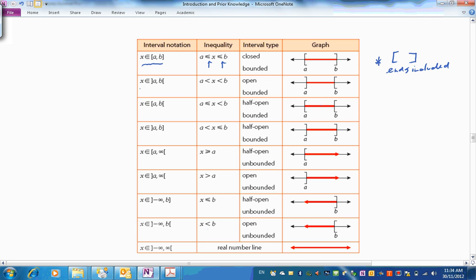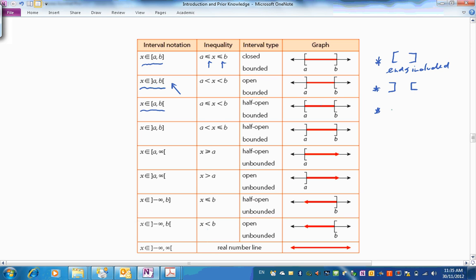What about this one here? x is a member of the open set between A and B, because what have they used here? In this one, they've used these symbols over here, back at the beginning. So it means the two ends are not included, so it's open. It has got ends though, so it's bounded. Okay, what about the combo?